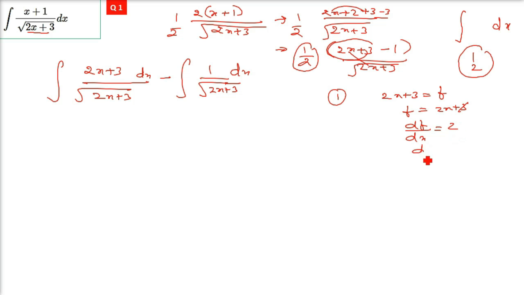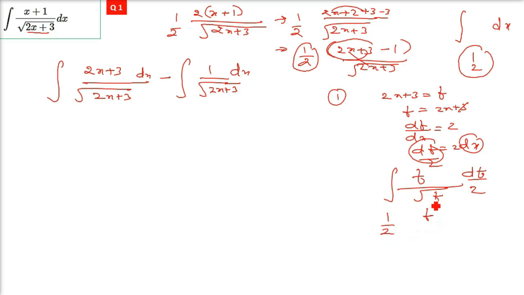So I'm differentiating both the sides. dt by dx is 2, and we will need dx, so this dt by 2 will be placed in place of dx. So what do we get for the first term? t in the numerator, and in place of dx, written in terms of dt, it is dt by 2. The denominator is under root 2x plus 3, which is under root t. So this is what we are interested in integrating.